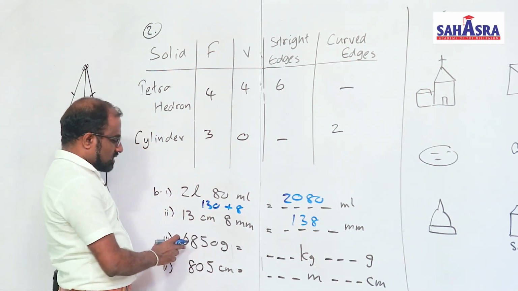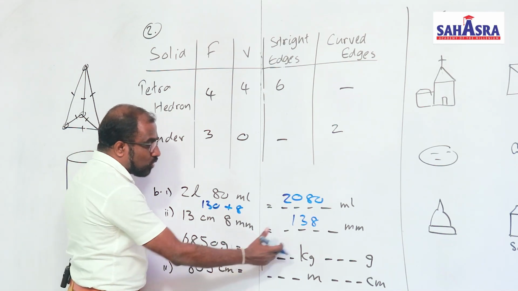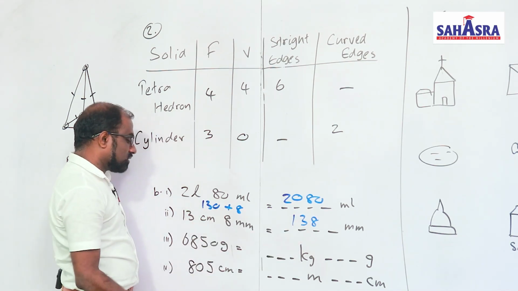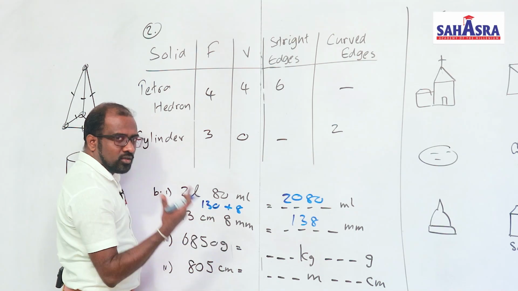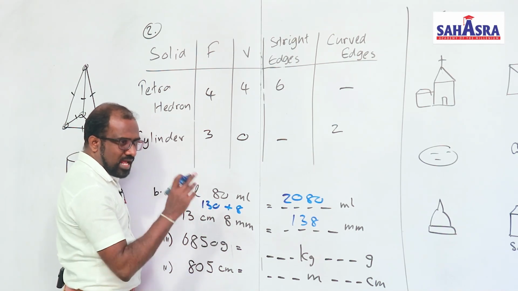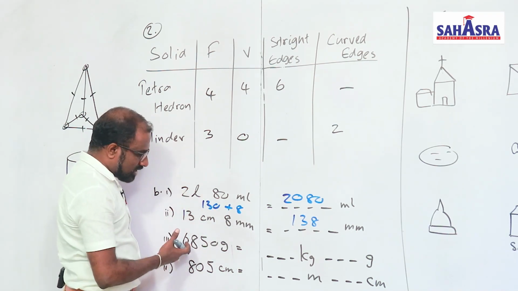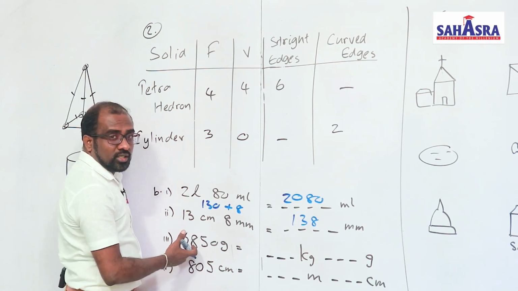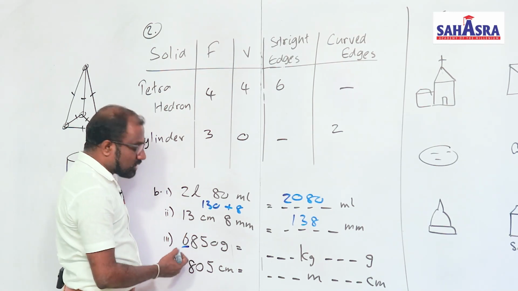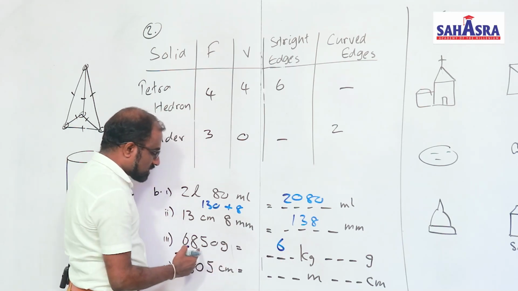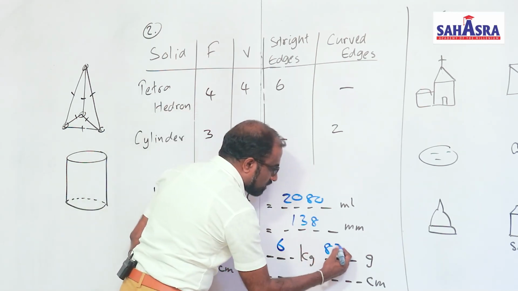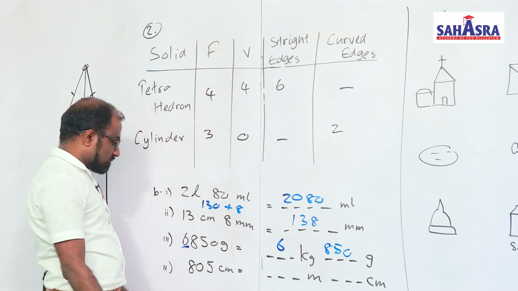This one, 6,850 grams in kilograms and grams. So 1000 grams make 1 kilogram. 1000 grams equal to 1 kilogram. So my number is 6,000. 6,000, so it's a kilogram. 6 kilograms. The remaining 850 should be written in grams.